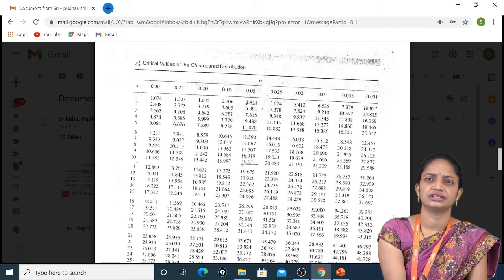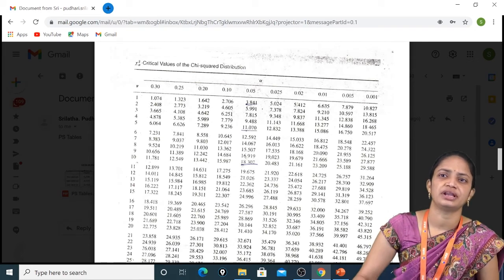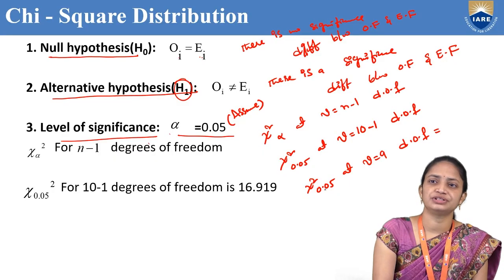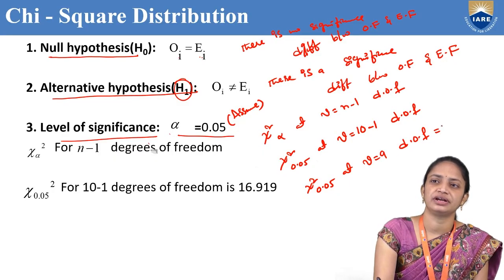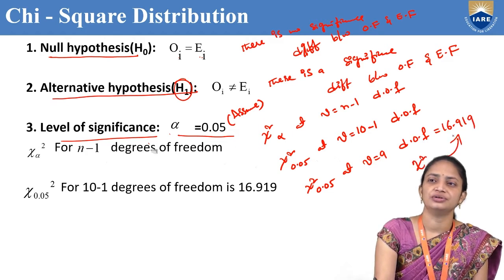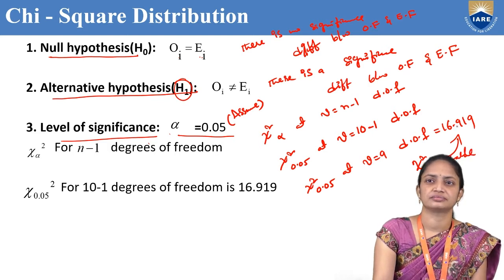At 9 degrees of freedom, the alpha value 0.05 is 16.919. So the chi-square alpha value is 16.919. Here chi-square 0.05 at 9 degrees of freedom is 16.919. So we have taken the chi-square alpha value from the table, and that value is 16.919.